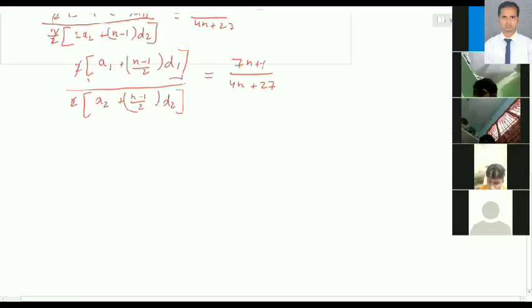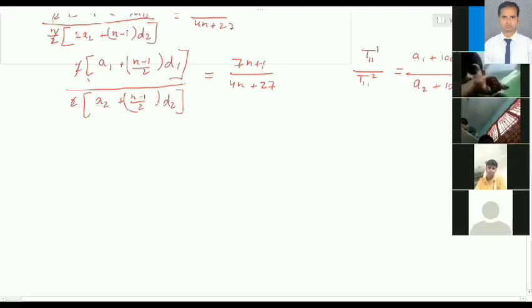Now what we need to find? We need to find the ratio of the 11th term. It means T11 of 1 divided by T11 of 2. What will be T11 of the first? A1 plus 10D1, divided by A2 plus 10D2. In this form we need to find, but here we are getting A1 plus n minus 1 by 2 into D1. It means this n minus 1 by 2 should be equal to 10. Then only we will get this.